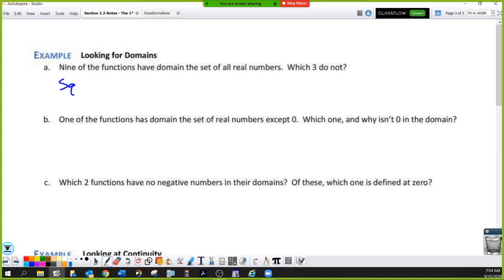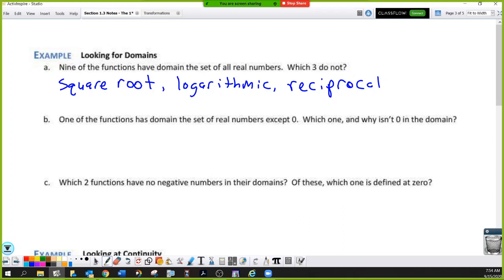Square root, because you can't take the square root of negatives. Logarithmic. And the last one, reciprocal, because we cannot divide by 0. This is legitimately what we're doing today.